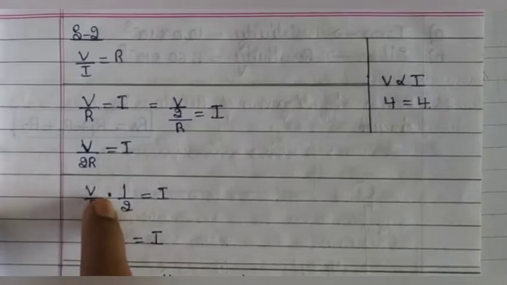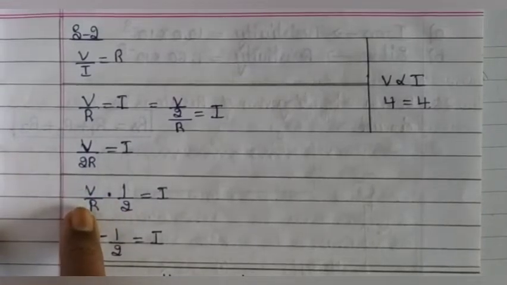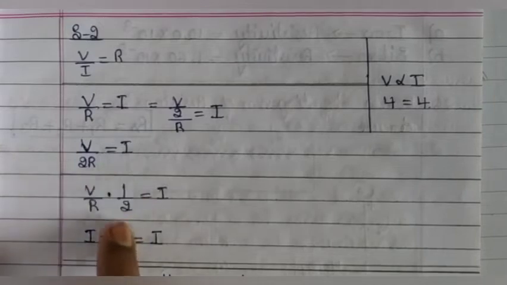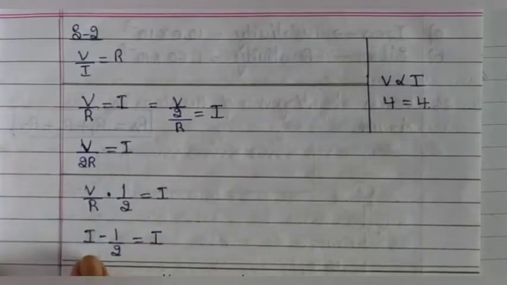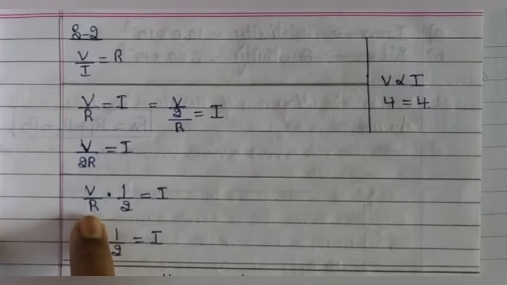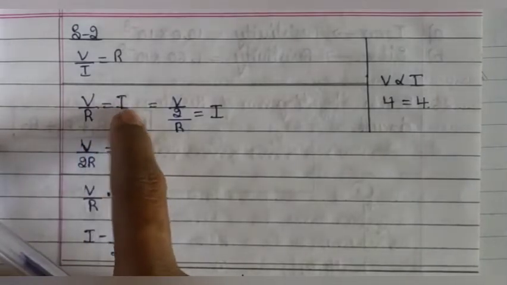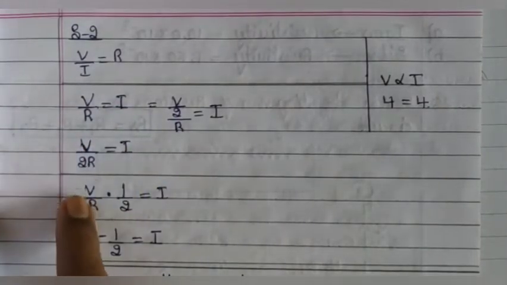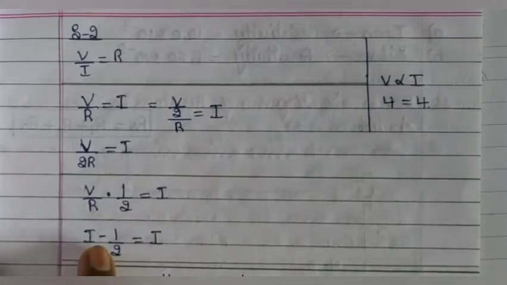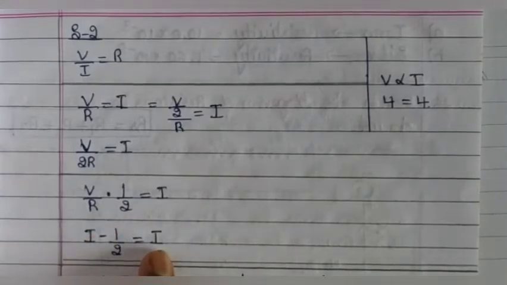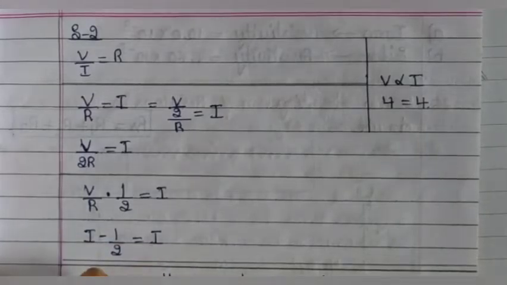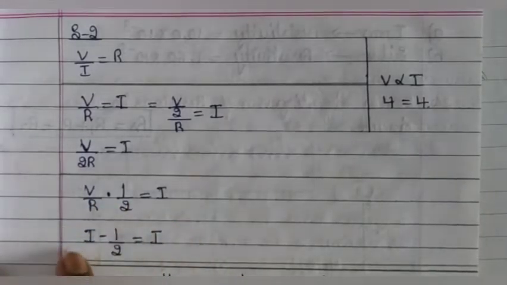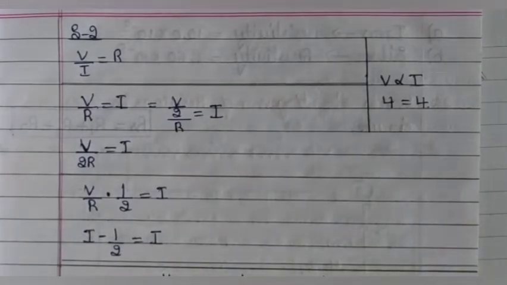Now write the alphabetical terms at one side. V by R into the numerical term 1 by 2 is equal to I. V by R, we know, is the representation of I. Now substitute in place of V by R: I into 1 by 2 is equal to I. Children, we have to understand the answer we get here. In other words, the current through the component becomes half of its original value according to Ohm's law.